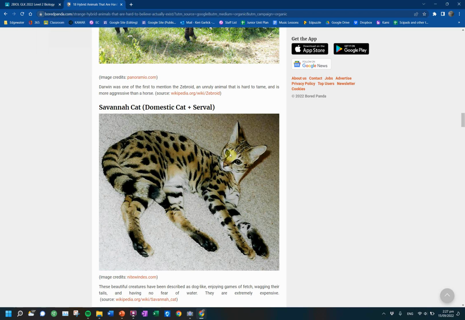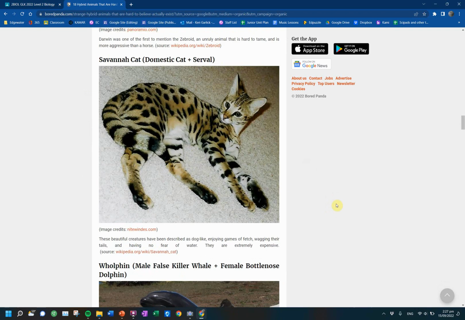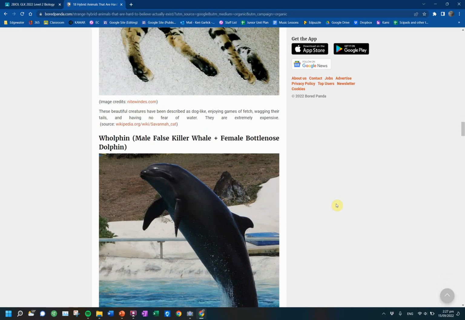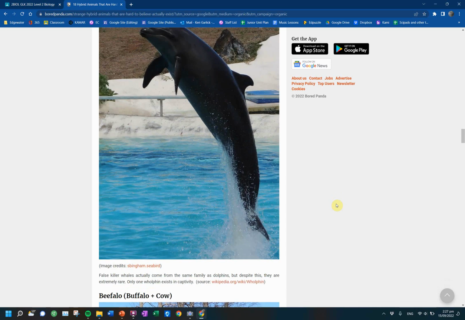No, I don't want notifications from you. I think that's a wild cat. All right, here's a wolphin, which is a male killer whale, which is the orca, and a female bottlenose dolphin. That's a weird looking one.